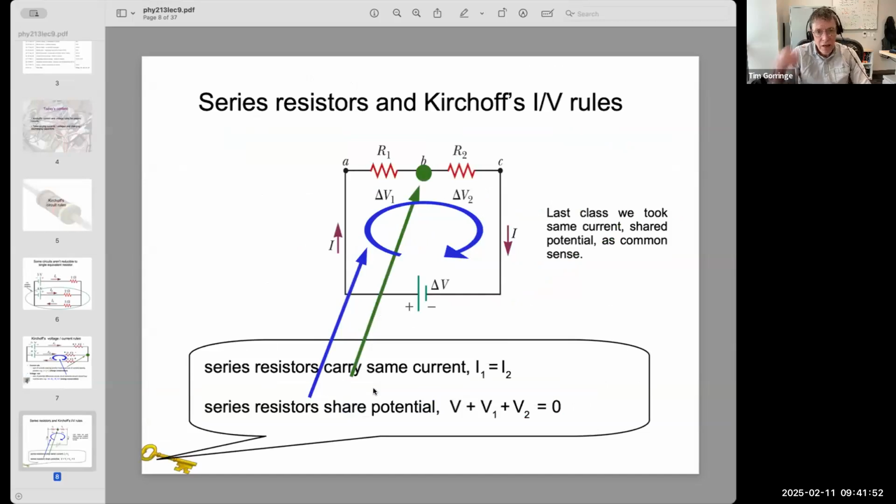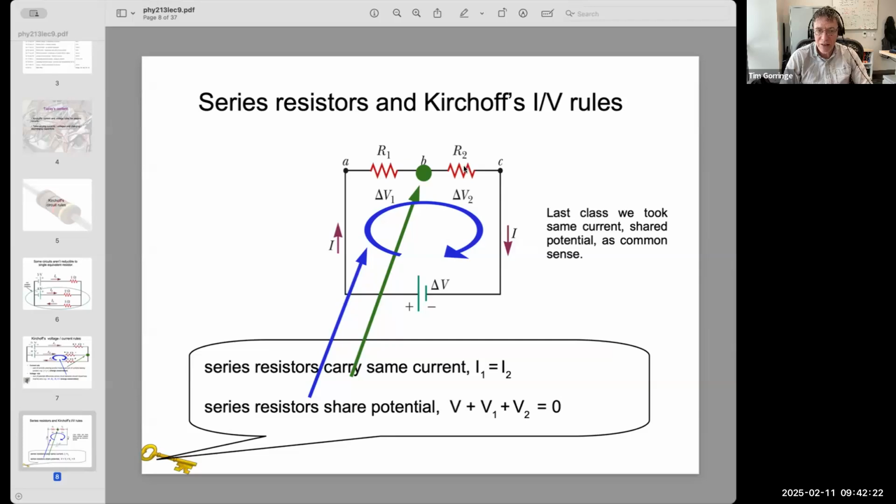So those are the rules. I just want to say that we actually, in a way, did apply them to our work in the last class with series resistors and parallel resistors, although we just thought of them as common sense rather than more formally Kirchhoff's current and voltage rules.